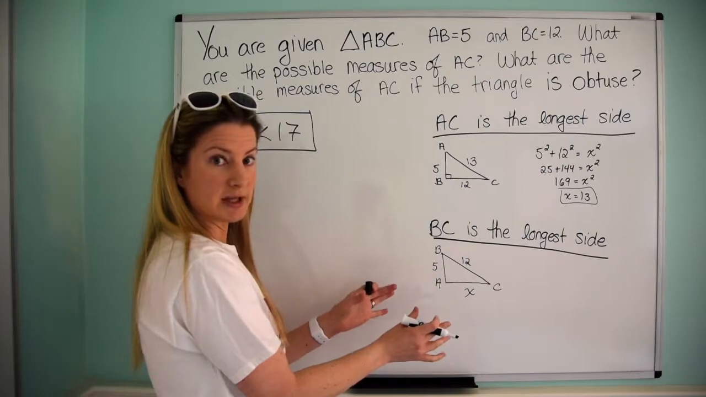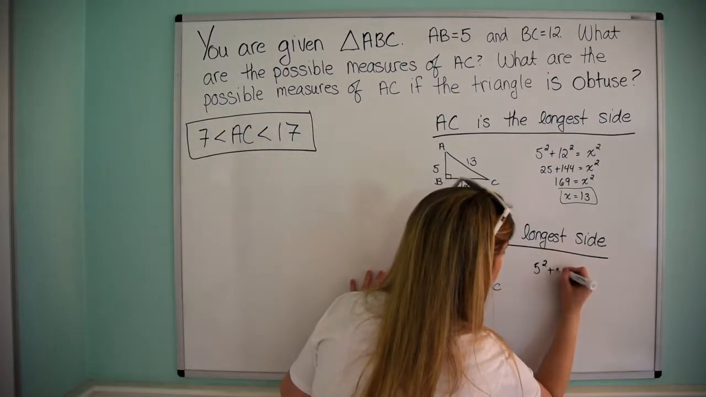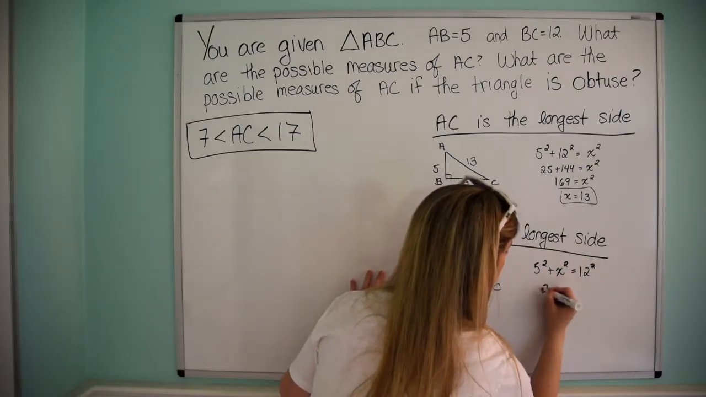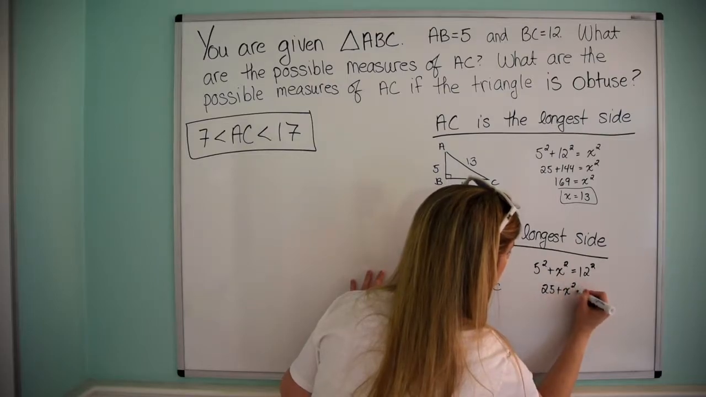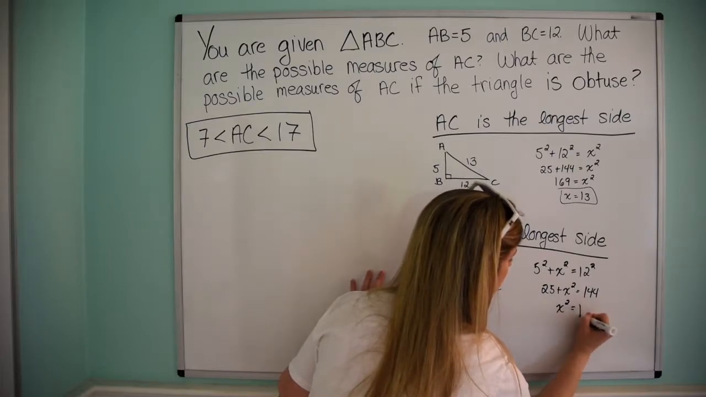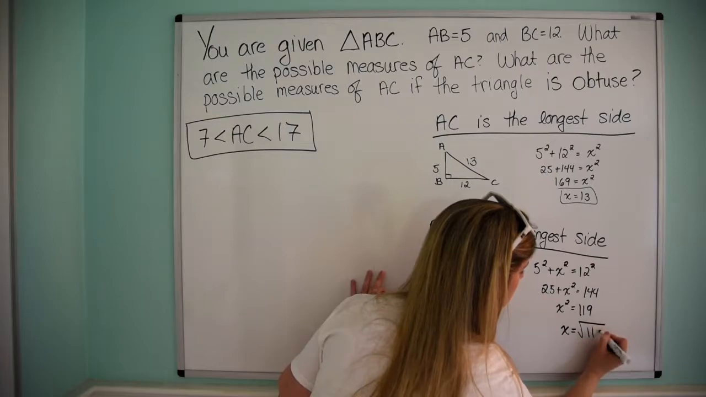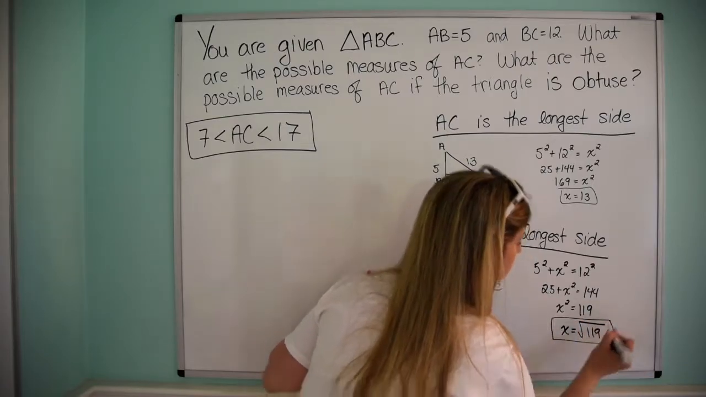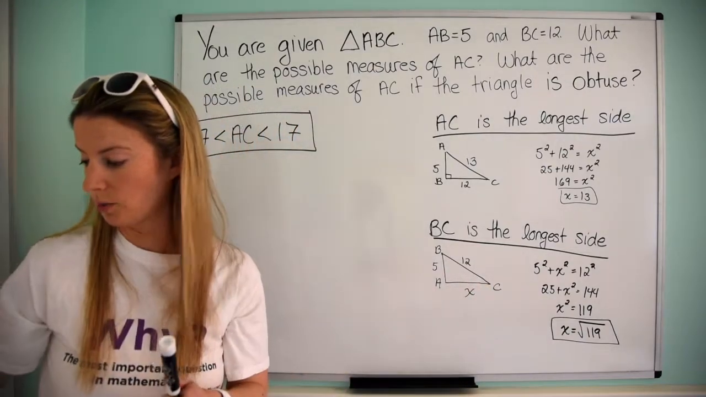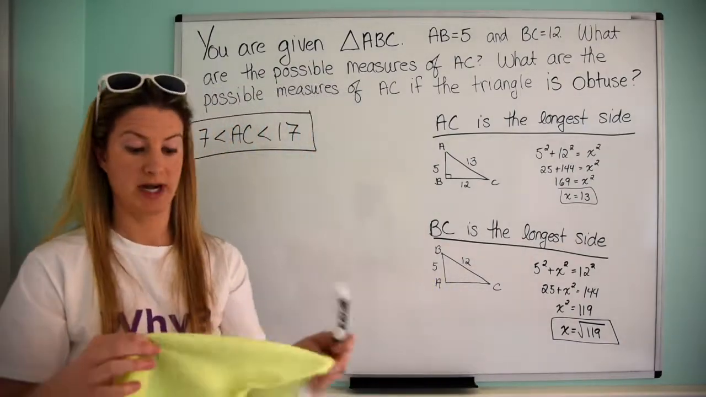So again, we're just going to use the Pythagorean theorem, so we'll do this super fast. 5 squared plus x squared equals 12 squared. So 25 plus x squared equals 144. So x squared, subtracting 25 from both sides, x squared equals 119. So x equals the square root of 119. Perfect. So that means this is the square root of 119. So I'm going to erase that, and I'm going to write the square root of 119.